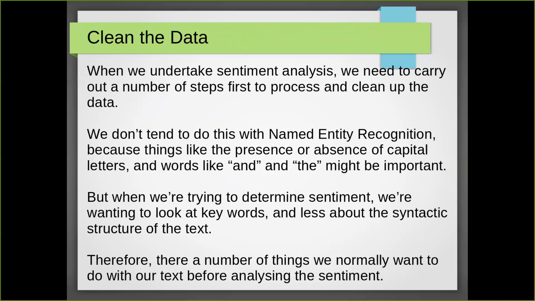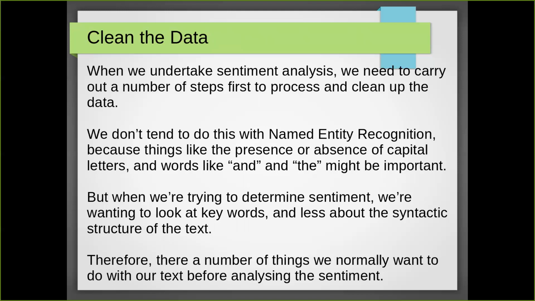So there's a number of things that we need to do if we're going to do sentiment analysis to clean up our text data. Now, this sort of stuff we don't tend to do so much when we're doing named entity recognition, because things like whether something's got a capital letter or not, or words like and, the, might be important to try to predict whether something is a named entity. But if we're trying to work out whether a piece of text is positive or negative, what we're trying to do is look at keywords.